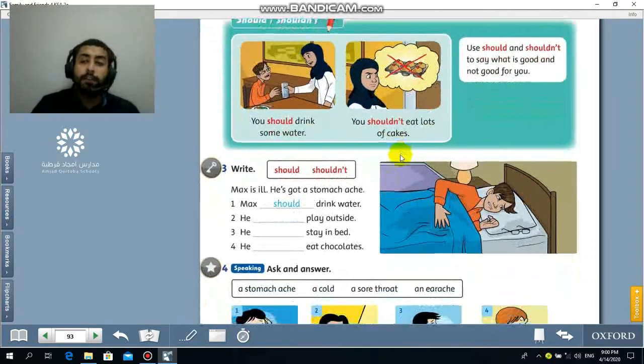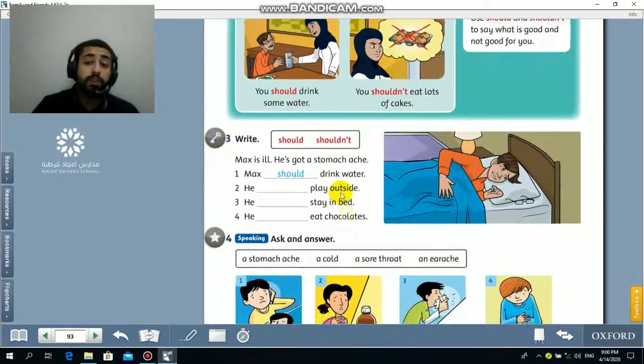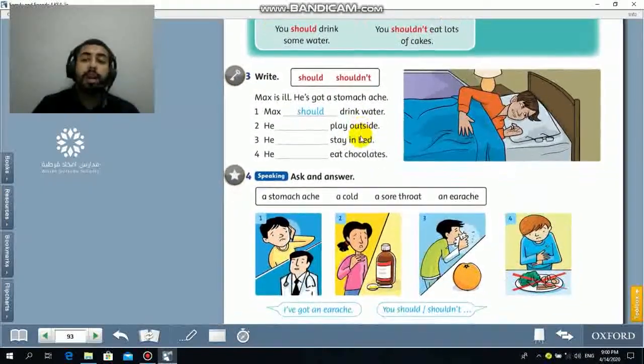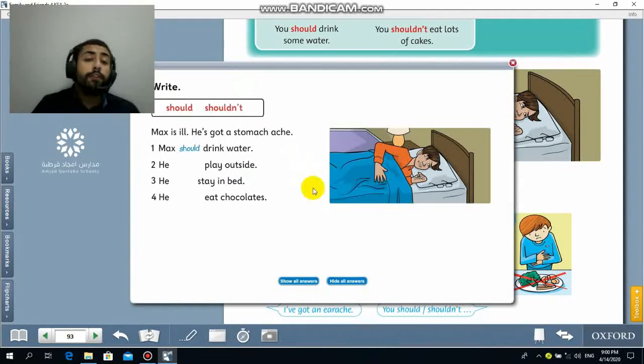Now, for exercise number 3, I want you to move to exercise number 3, okay? As you can remember from last lesson, Max, he was ill. He was sick because he ate a lot of cupcakes, okay? So you are going to use should and shouldn't with these sentences, okay? I want you to stop the video, do it on your own, and then go back to the video again, okay?